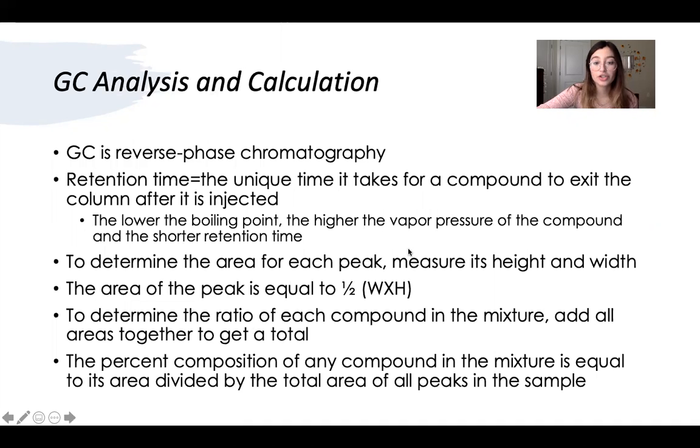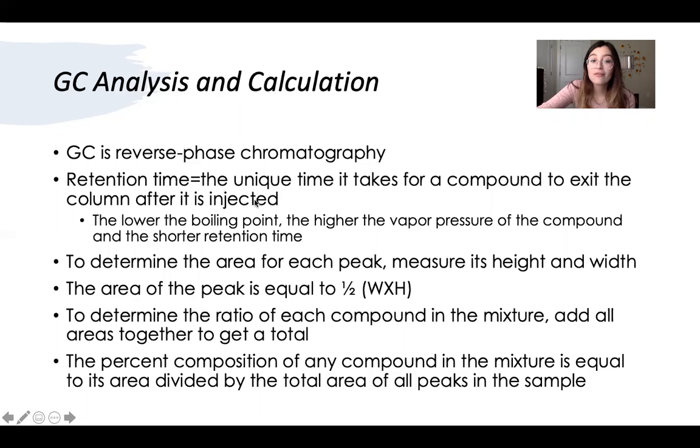GC analysis and calculation. I'm going to read all of this for you, and then I'm going to show you what it should look like calculation-wise. GC is reverse phase chromatography. The retention time is the unique time it takes for a compound to exit the column after it is injected. The lower the boiling point, the higher the vapor pressure of the compound and the shorter the retention time. So if you have a compound with a lower boiling point, it's going to leave first. And it is the same thing for the retention time. If it leaves first, it's going to have a shorter retention time.